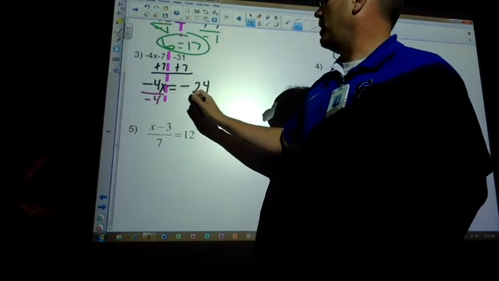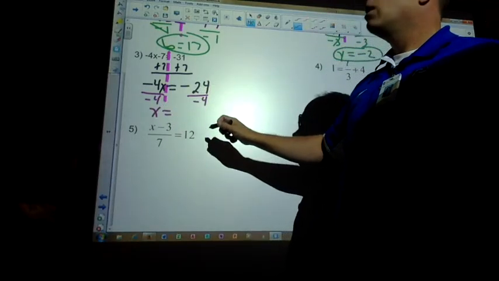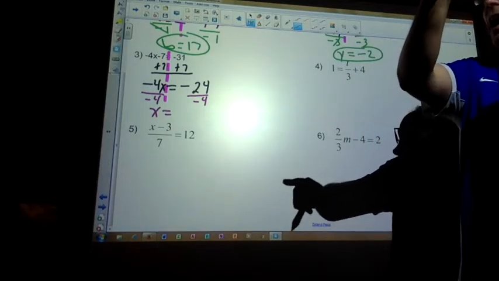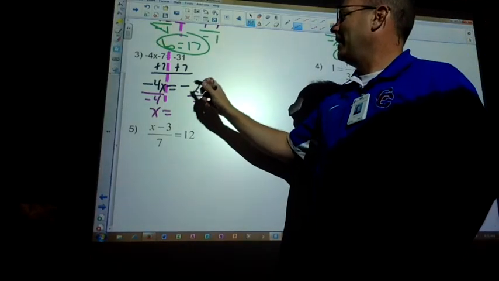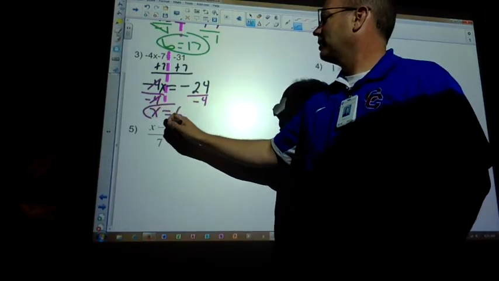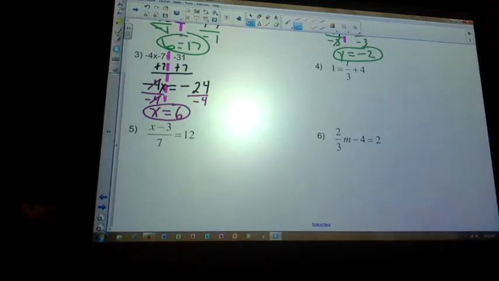If I divide by a negative, does that change the signs? Yes. So I get x is equal to 6. I'm dividing, right? X is equal to 6 because negative 24 divided by negative 4 is going to be positive, and then 24 divided by 4.